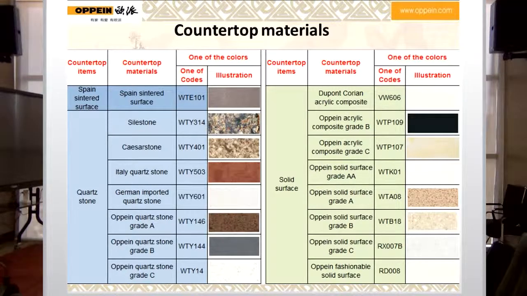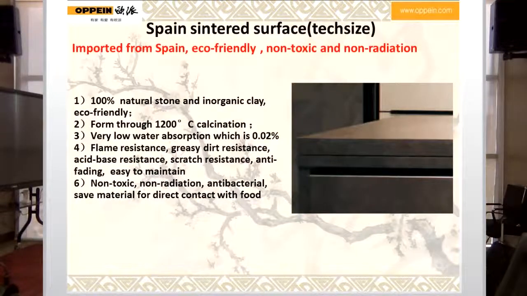For quartz stone, here we have self stone, Casa stone, Italian quartz stone, German imported quartz stone, and opaque quartz stone ABC. For solid surface, here we have DuPont Corian, acrylic composite and acrylic. Solid surface has different grades, and this is one of the codes. This is the picture.